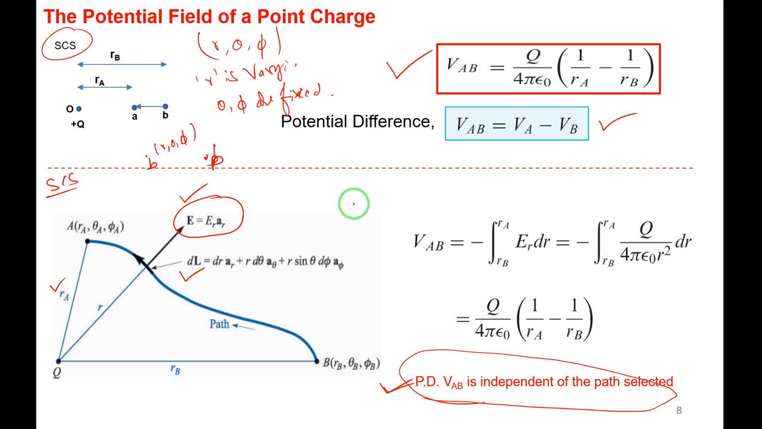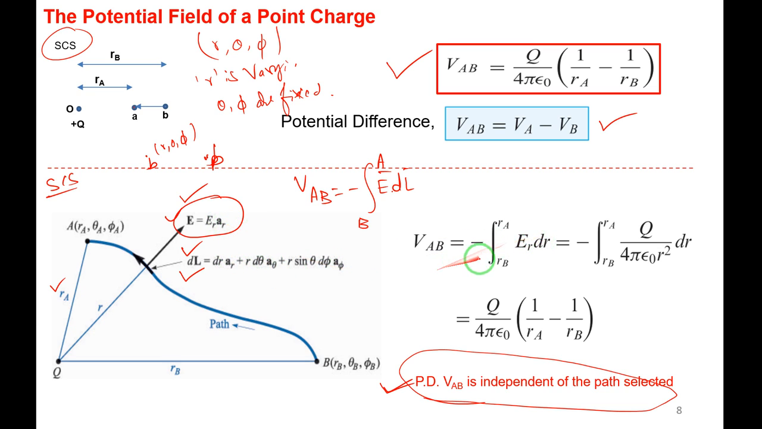We will make use of the definition of potential difference. VAB, because initial position to final position, VAB is equal to minus integration of E dot DL. So initial position is B, final position is A. Right? We have found out what E is, what DL is. E is here, DL here. So just take the dot product. So AR dot AR will be fine, AR dot A theta will vanish, AR dot A phi will vanish.